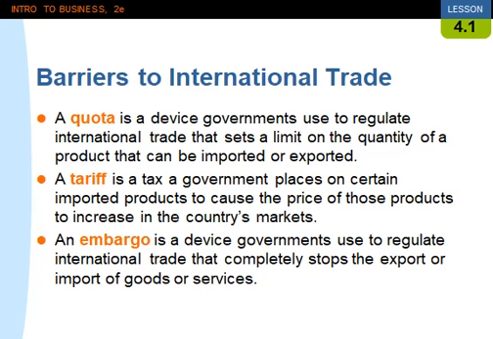A quota is a device governments use to regulate international trade that sets a limit on the quantity of a product that can be imported or exported. A tariff is a tax a government places on certain imported products to cause the price of those products to increase in the country's markets. An embargo is a device governments use to regulate international trade that completely stops the export or import of goods or services.